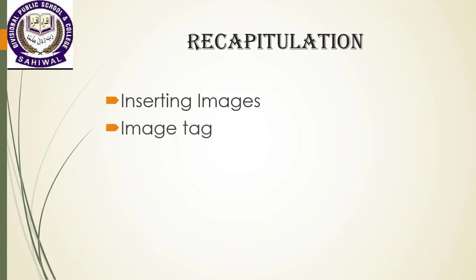Then students, we have learnt about the image tag, that is IMG, with starting and closing tag, which specifies an image to be displayed in an HTML document. Students, this tag has several attributes. First one is the source attribute. It specifies the URL of the image. Alt attribute specifies an alternate text for an image. Height specifies the height of an image, and width specifies the width of an image in pixels. That's all about today's lesson.